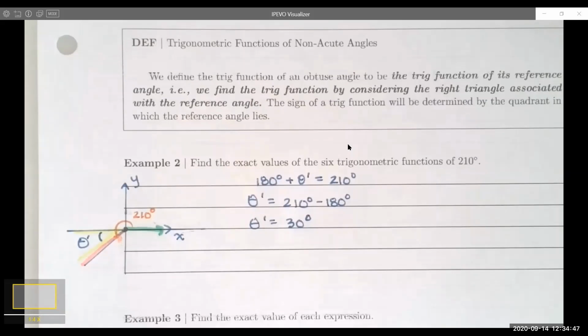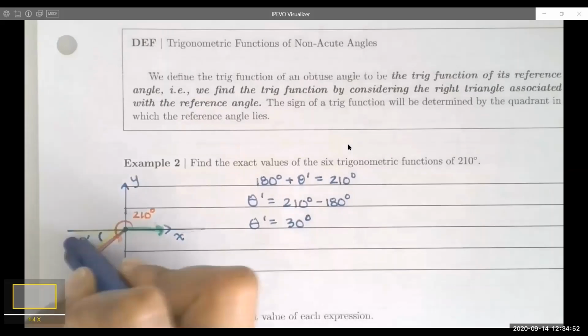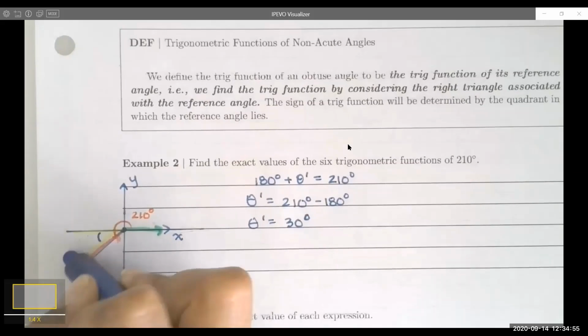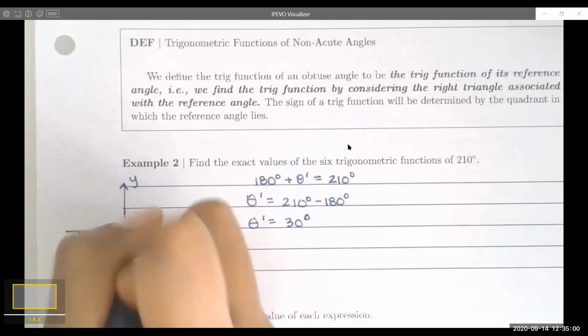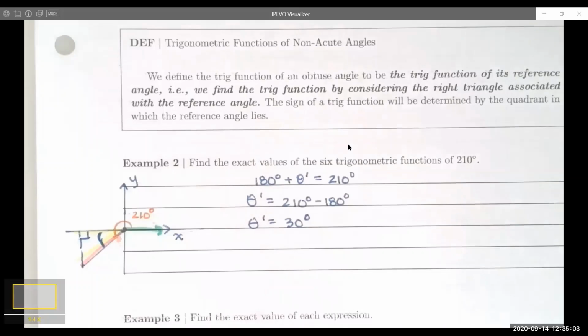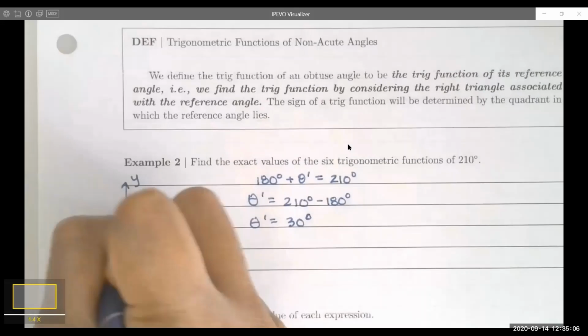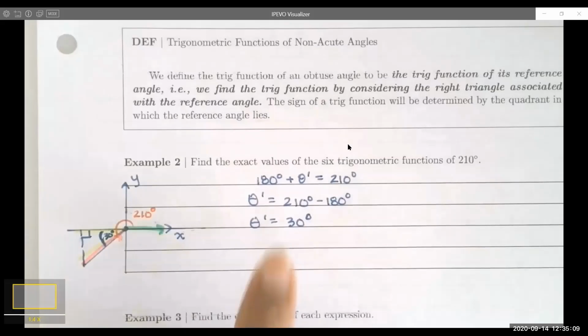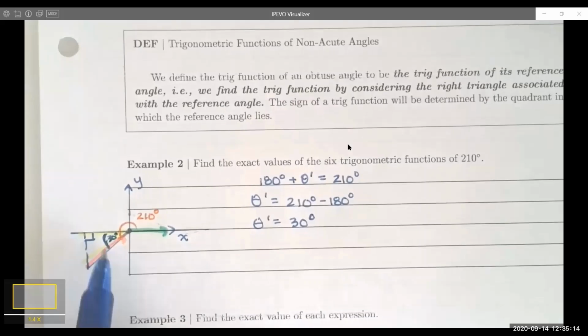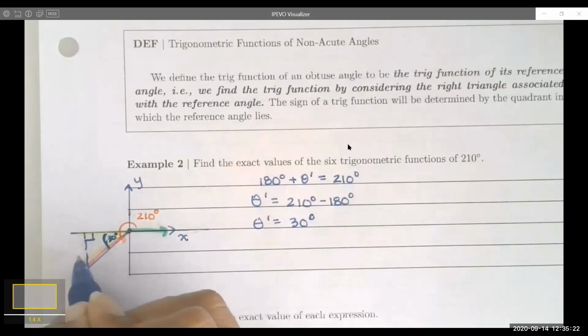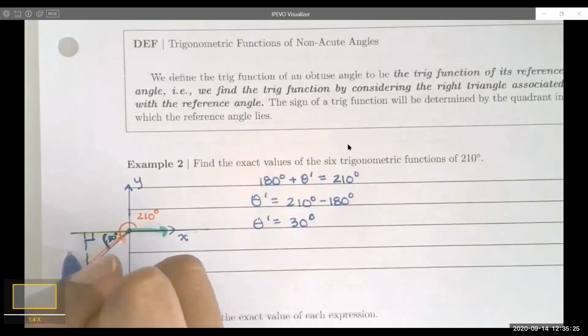Now we're going to use that to find the 6 trig functions of the angle. So let me erase this here just to make room for this right triangle that I'm about to draw. And we know that this is now 30 degrees by our calculation. So in a 30, 60, 90, which is clearly what this is, the opposite side is always the smaller side, right? It's always the side x.